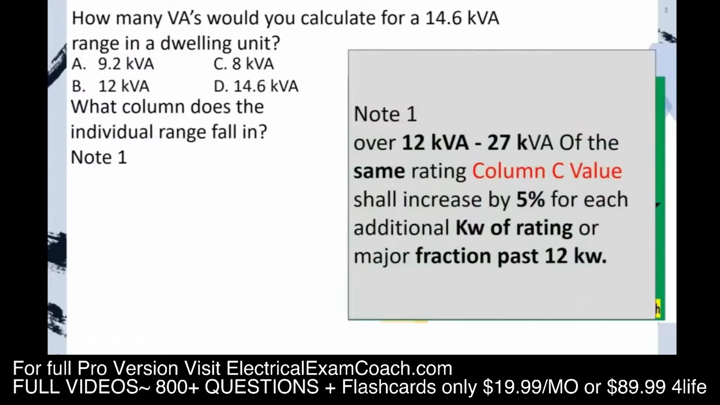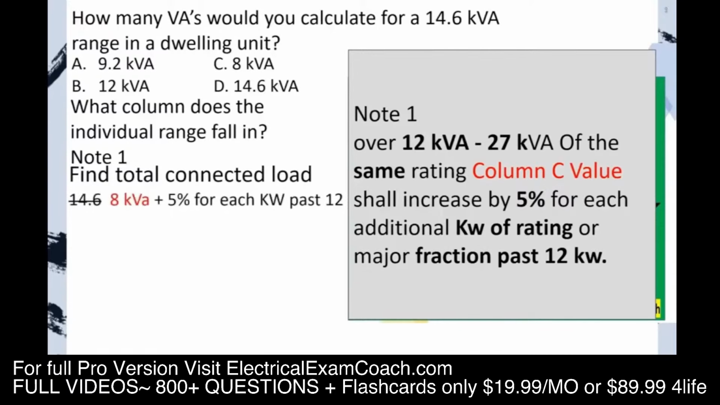Note 1 says that when you have ranges that are 12 through 27 kVA, what we're going to do is increase that column C value by 5% for each kW that we are past 12. Now that sounds really complicated, but I'm going to break it down piece by piece. Step 1 is find your total connected load. In this case, it told us to increase the column C value by 5%. So we start on the left-hand side and find our number of ranges, which is 1, and then we cross over and find the column C value, which is 8 kVA.